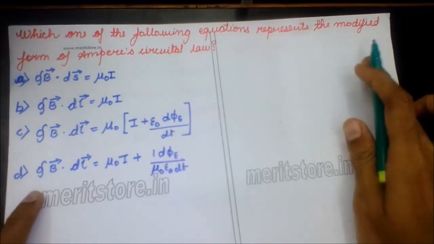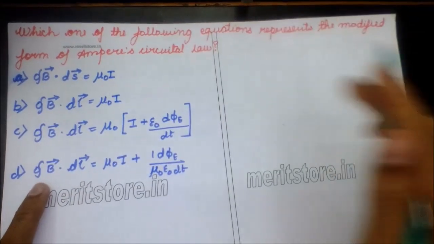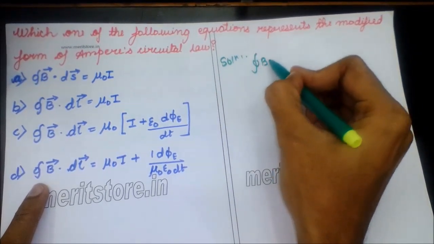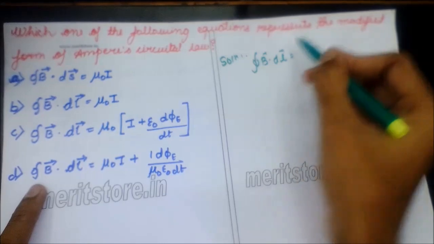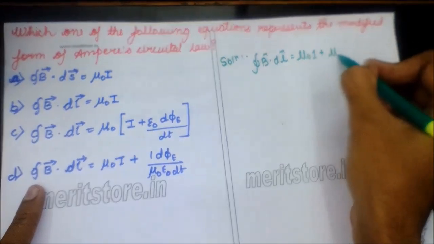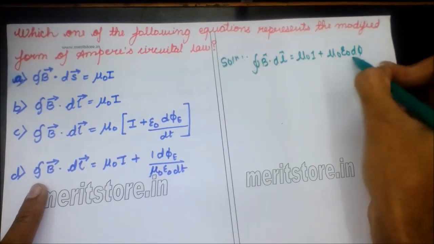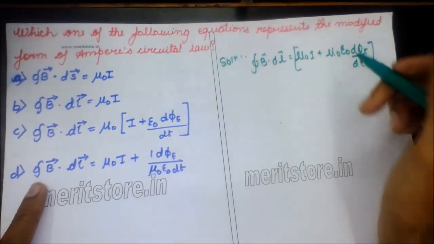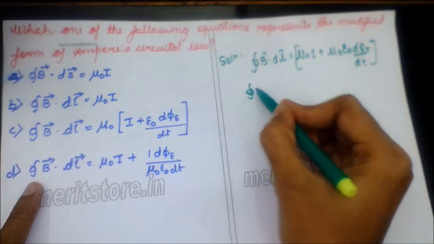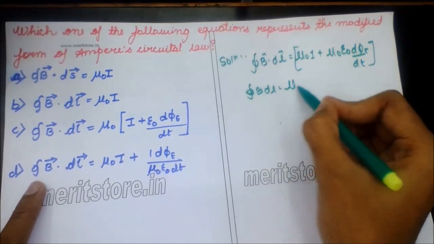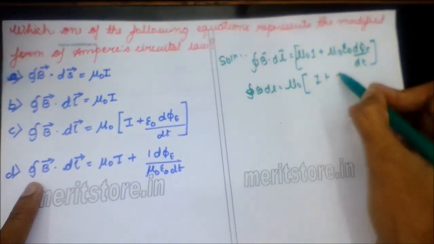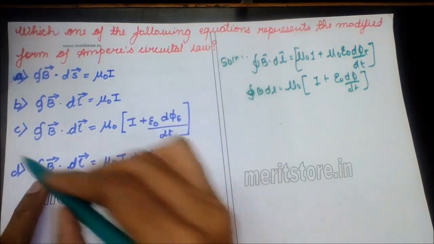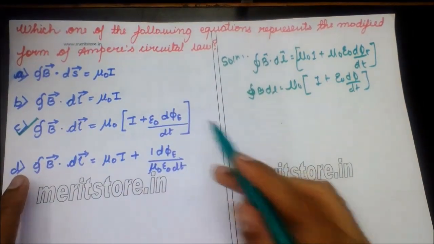Which of the following equations represents the modified form of Ampere circuital law? So we have the Ampere circuital law as the closed loop integral of B dot dl equals mu naught I plus mu naught epsilon naught d phi E upon dt. Okay, so this represents the modified form. So from this we have C as the correct option, which is the modified form of the Ampere circuital law.